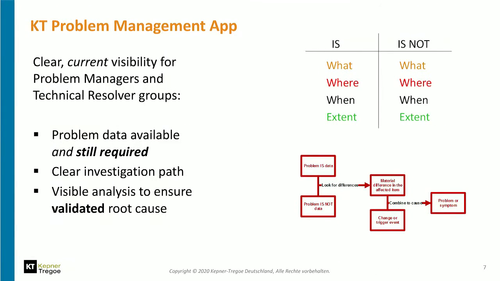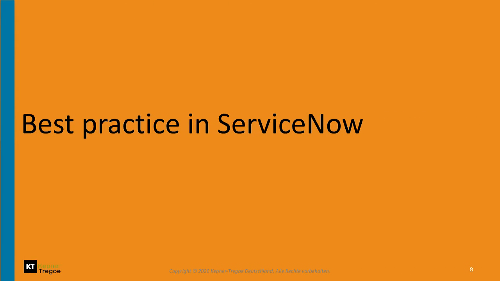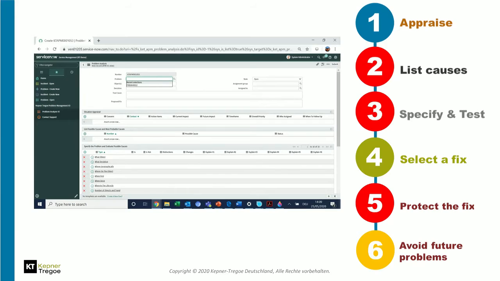What the app and KT processes should provide them with is a visible, clear investigation path leading to the root cause, a common language, and a standardized way of documenting high quality data. So let us have a look at how this investigation path actually looks and how it's visualized in ServiceNow. The investigation path, and with it the app, follows roughly 6 steps.